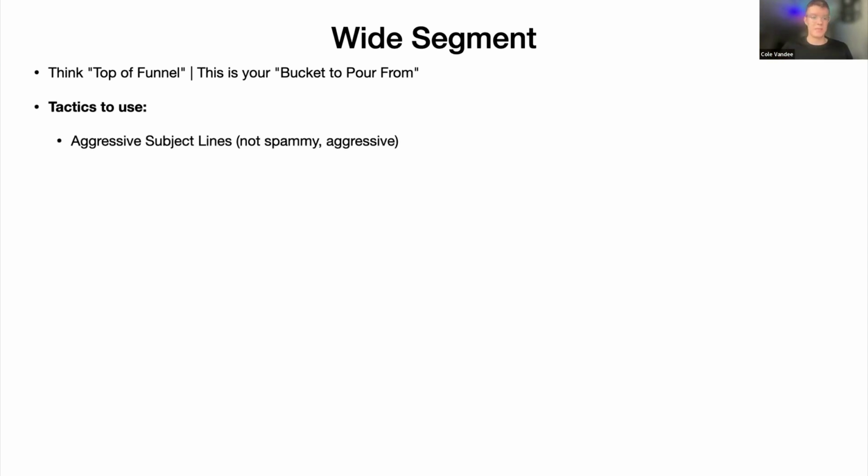First one is going to be aggressive subject lines. Okay. Not spammy, but aggressive. You are really going to have to work to get open rates, especially when you're first starting to use this.